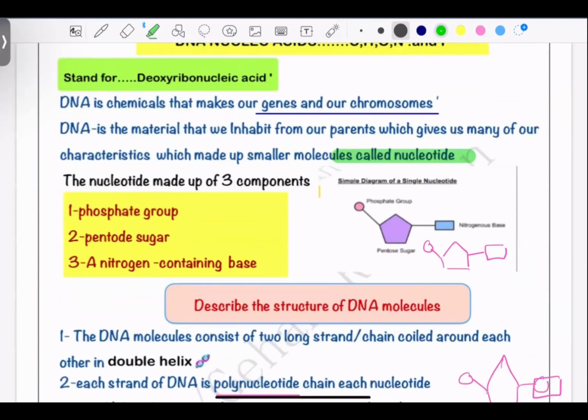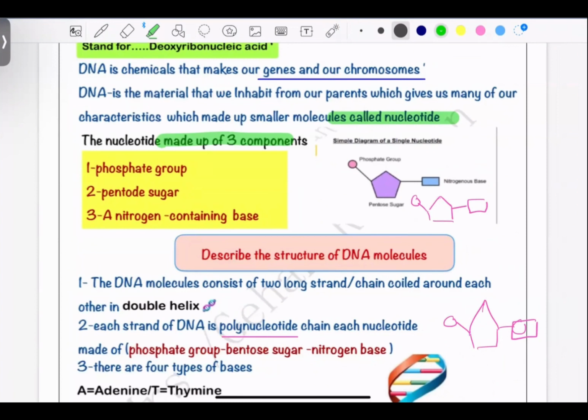Okay, this nucleotide is made up of 3 components. This one is called what? Phosphate group. And this sugar is called pentose sugar, no, this is written wrong here. It's pentose sugar, which consists of 5 carbons. And then a nitrogenous base.